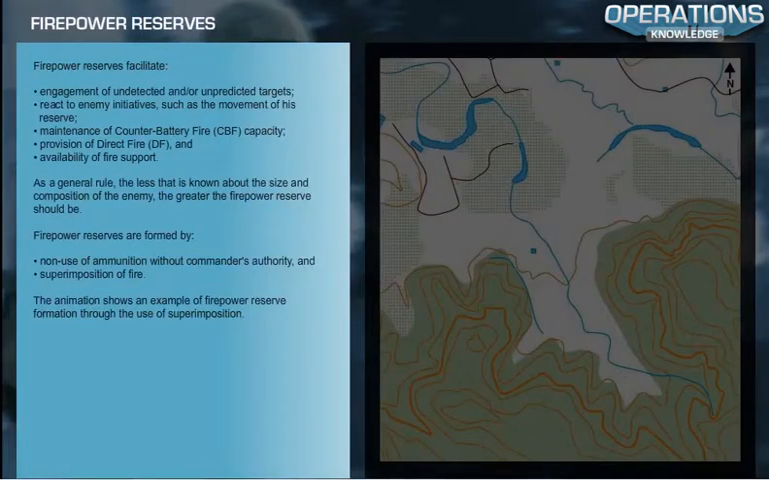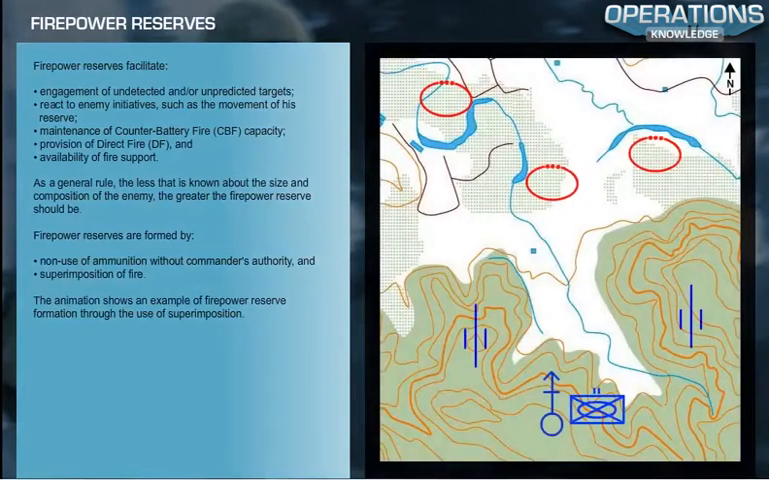In the same way as the commander provides for a manoeuvre reserve for all stages of an operation, he must also form a firepower reserve. This is done to allow for fires to be directed against unpredicted or undetected targets. As a general rule, the less that is known about the enemy, the greater the firepower reserve should be. A firepower reserve is formed in two ways. Firstly, ammunition is designated as the commander's reserve and can't be used without his authority. Secondly, superimposing the fire of one or more nominated fire units over the fire of others allows the fire to be shifted to another target without seriously diminishing the effect on the original target.